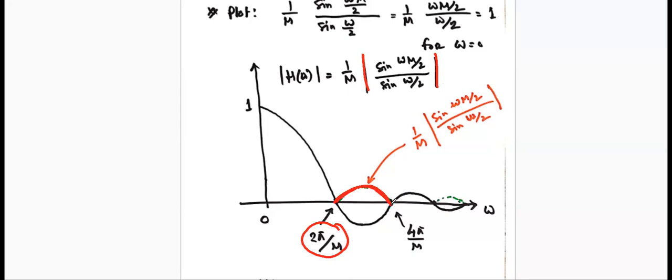It will pass the signal or it will block the signal. Whenever there is a negative value, it actually shows that it is the phase. Negative value means it shows the phase. But what about the amplitude?